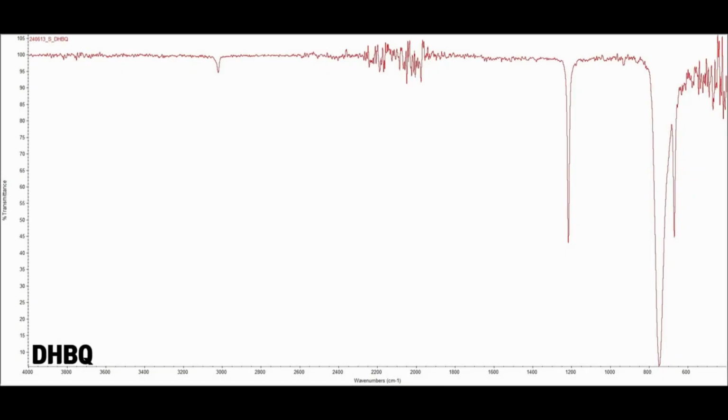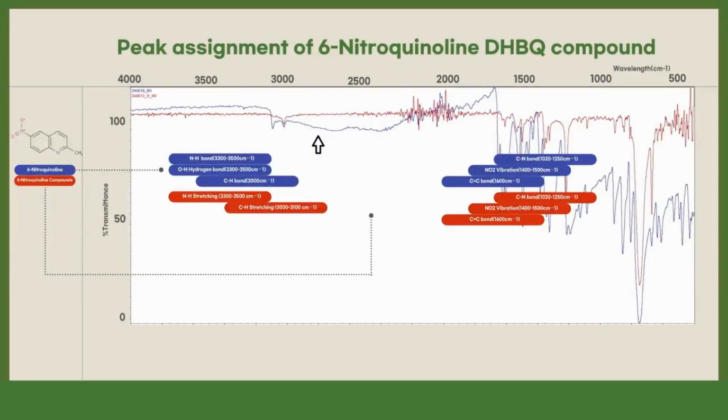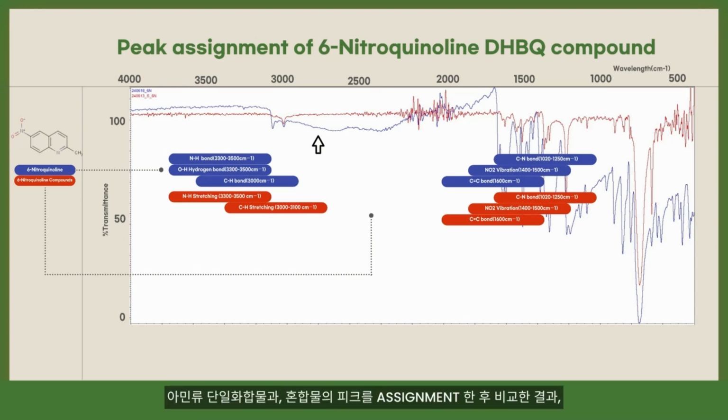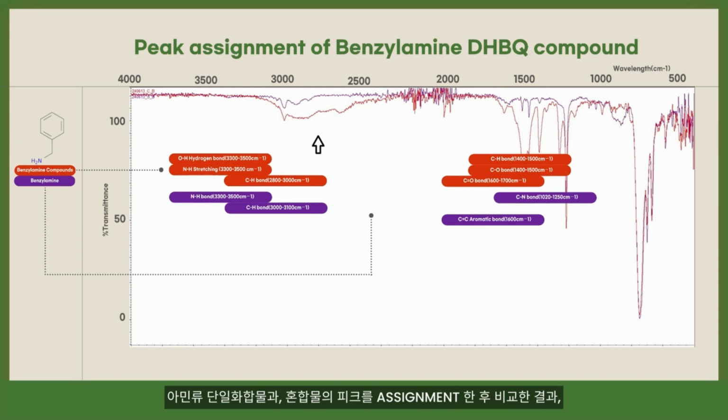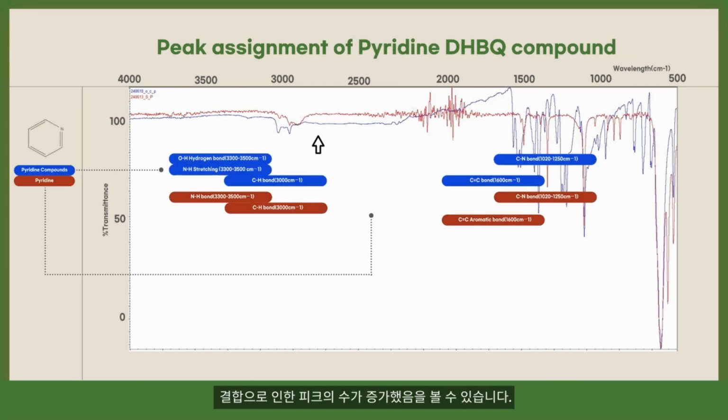After assigning the peaks of the single amine compounds and their mixtures, the comparison results are as follows. In the 3,300 to 3,500 range of each peak, you can observe the broadening characteristic of hydrogen bonding, and an increase in the number of peaks due to the bonding.